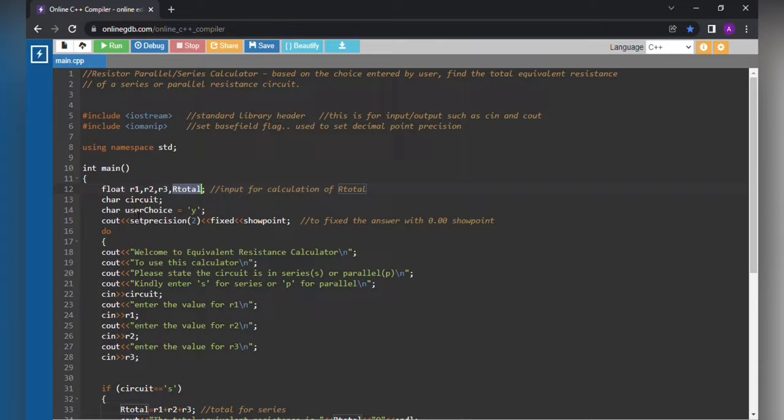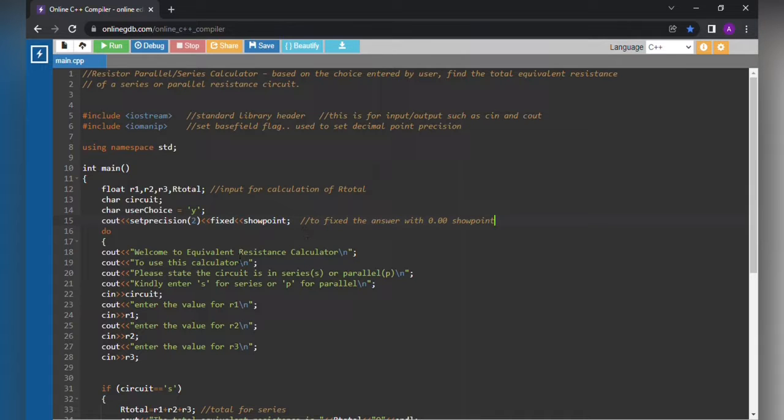Char user choice is to allow the user to run the program again if the user enters Y. Next is the precision. The 2 in the coding is so that the output has decimal points like 0.00 ohm, such as if we get the R total answer as 3.33 ohm.